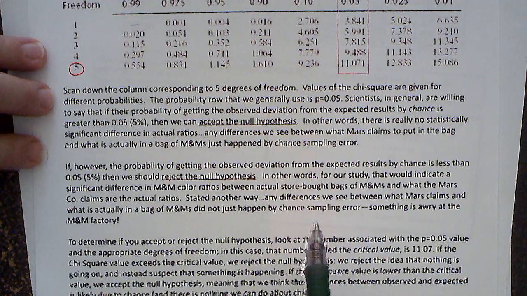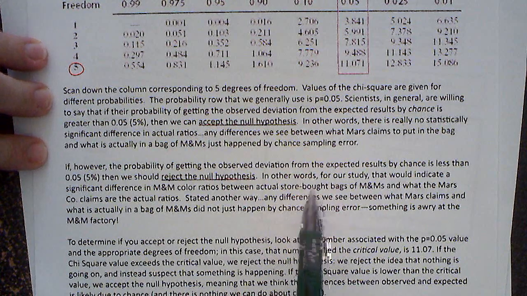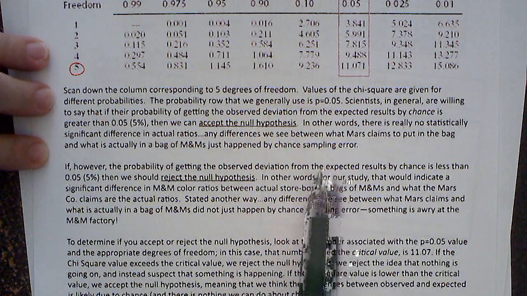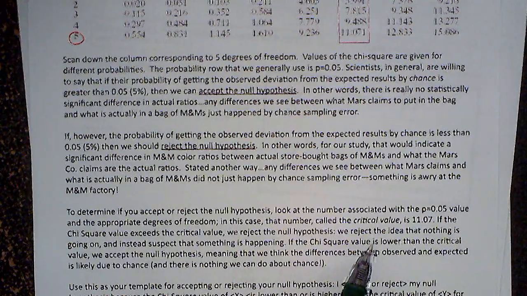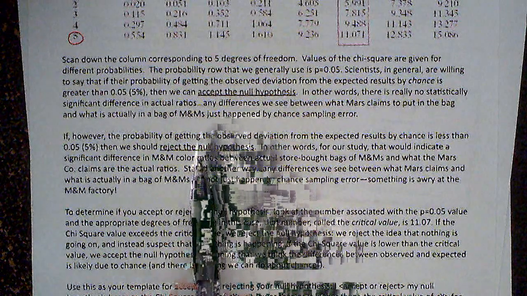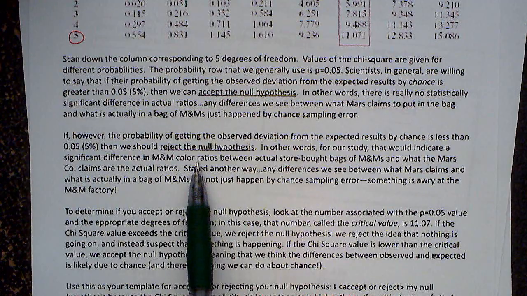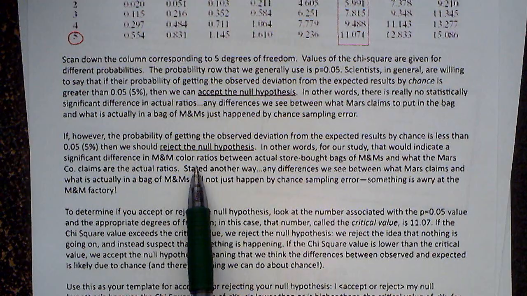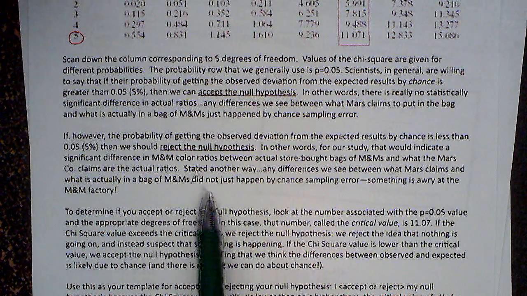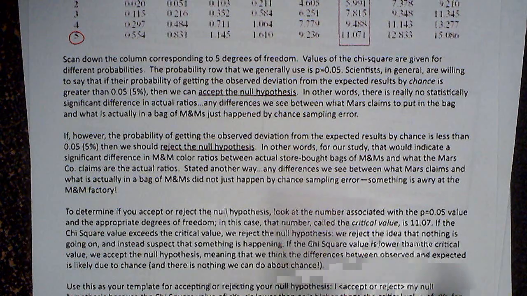Nothing too big of a deal. It basically means what Mars is putting in each of the bags is what they say, or at least it's very close or not statistically significant. If we would have had a higher chi-square than our critical value, then we would reject our null hypothesis. That means that something, again, might be going wrong with what they're doing to put the different colors into the bags. Something is awry at the M&M factory, oh my.